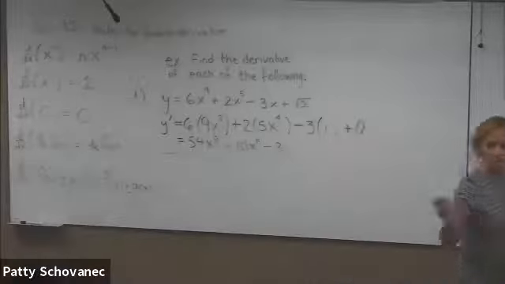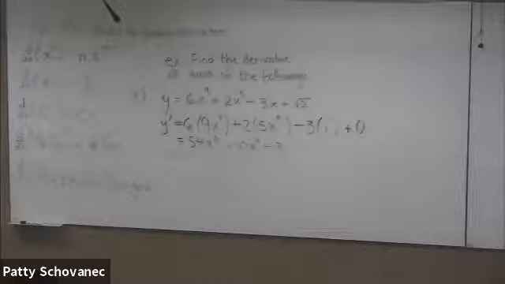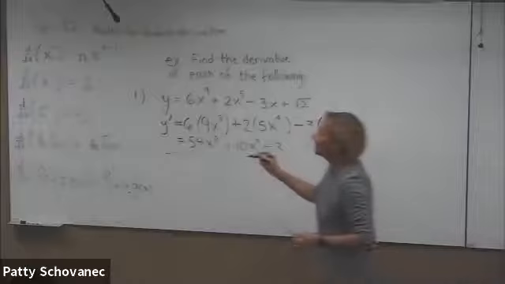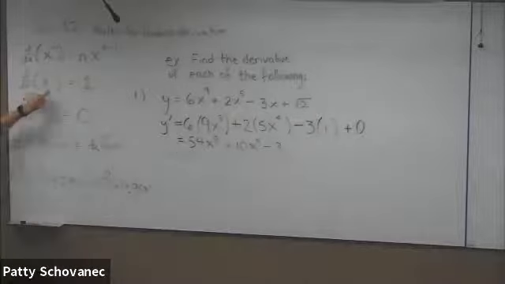Sir, dumb question. With 3x, why did it become 3 parentheses 1? Right here. What's the derivative of x? Oh, derivative of x is 1.